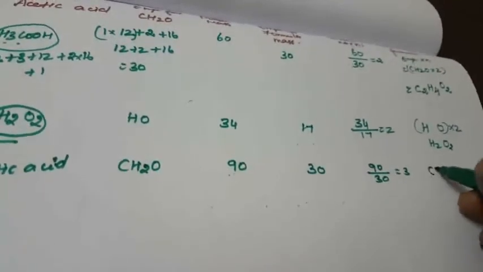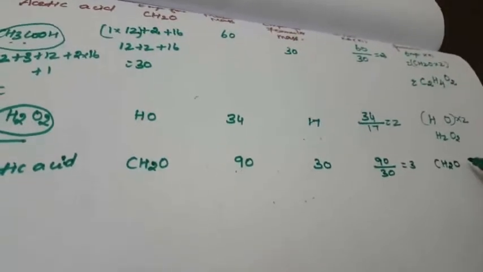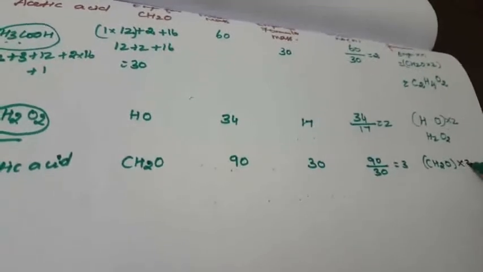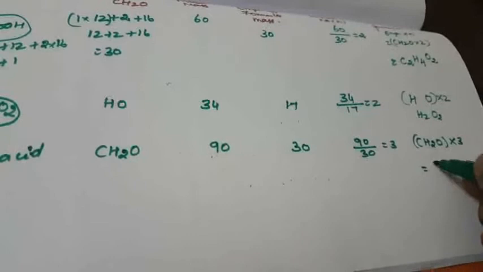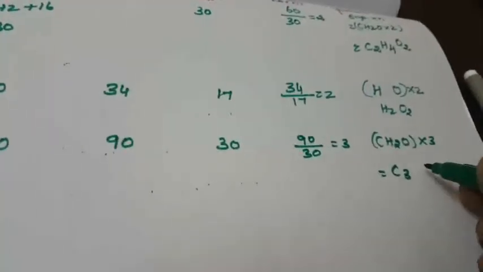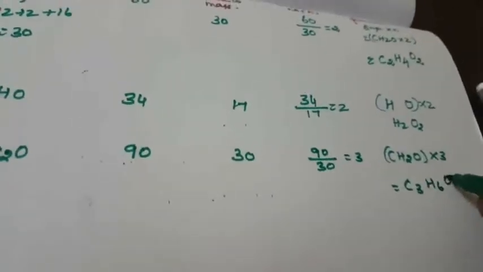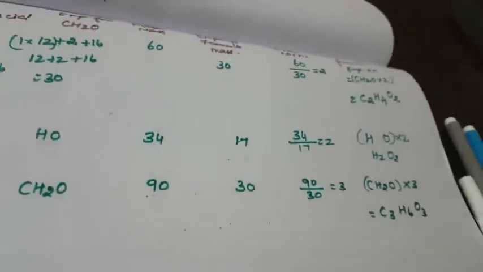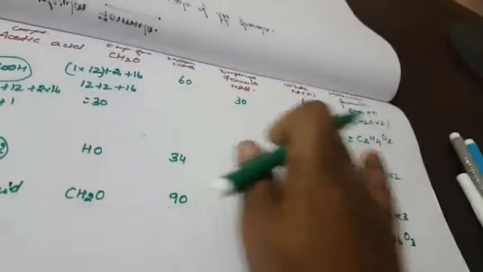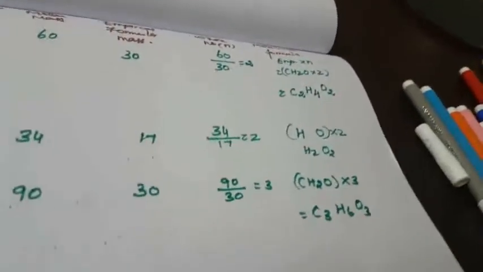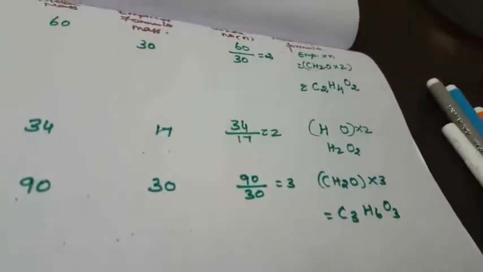So how to calculate the molecular formula? CH2O multiplied by 3. How to multiply? The subscripts: C3, then H6, then O3. Okay, so this is a simple calculation. This much is given in your book, so only the remaining you have to calculate. Sometimes they ask it for 1 mark.